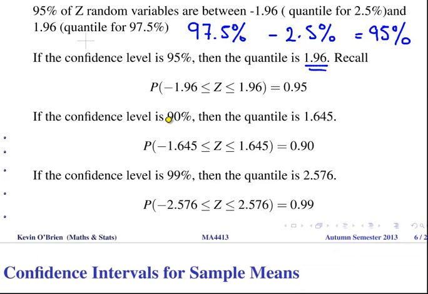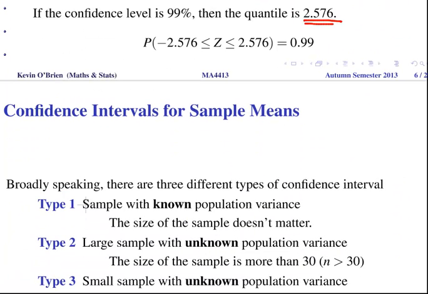If you were dealing with a 90% confidence interval, you would use 1.645, and for a 99% one you would use 2.576. Okay, so now those are the important parts.